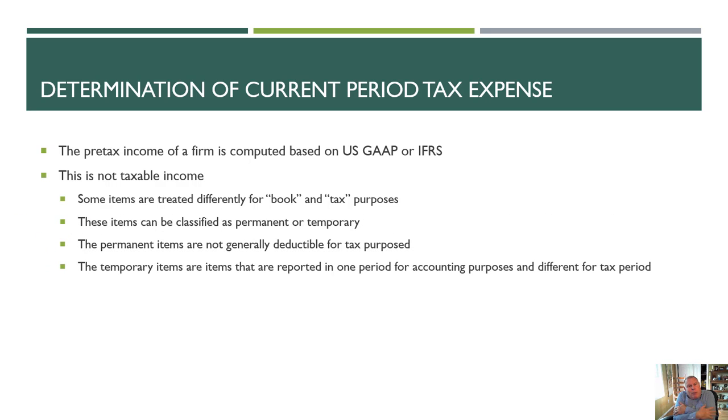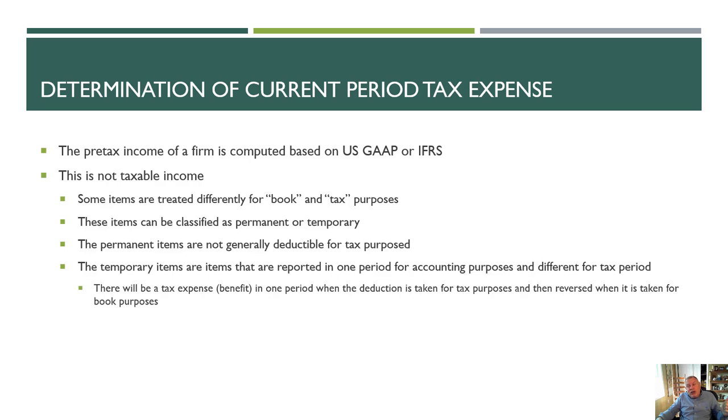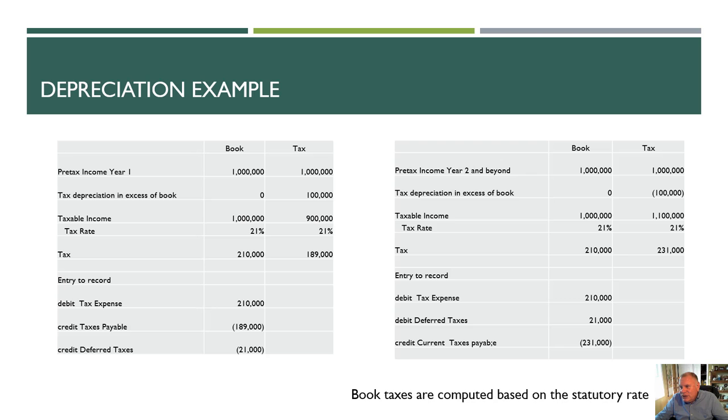These are things that are reported in one period for accounting purposes and a different period for tax purposes. Okay, there will be tax expenses when the deduction is taken for tax purposes and then reversed when it's taken for book purposes. Okay, so you have a deduction that's not taken for book purposes, but you take a deduction for tax. This generates what we call deferred taxes, which is a balance sheet item. Easier to show you this example.